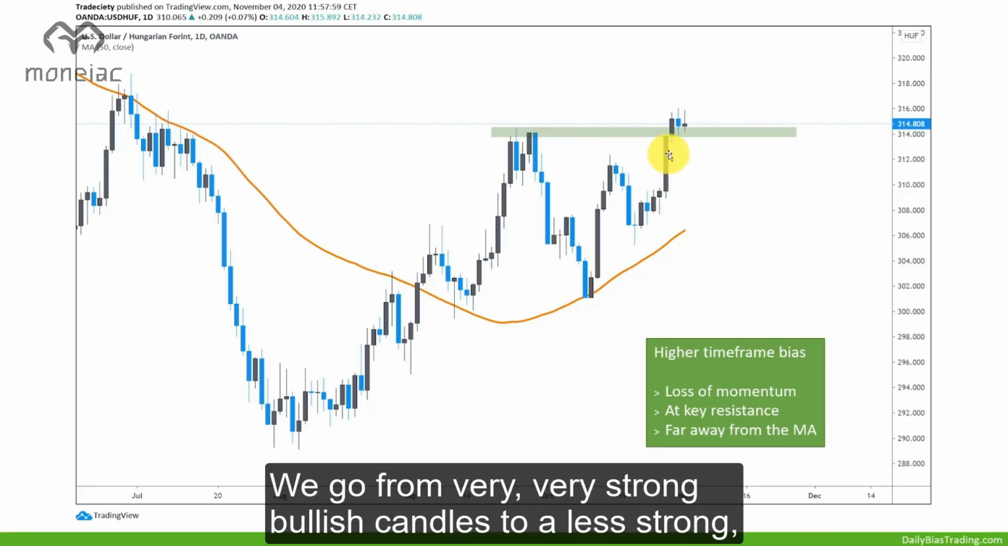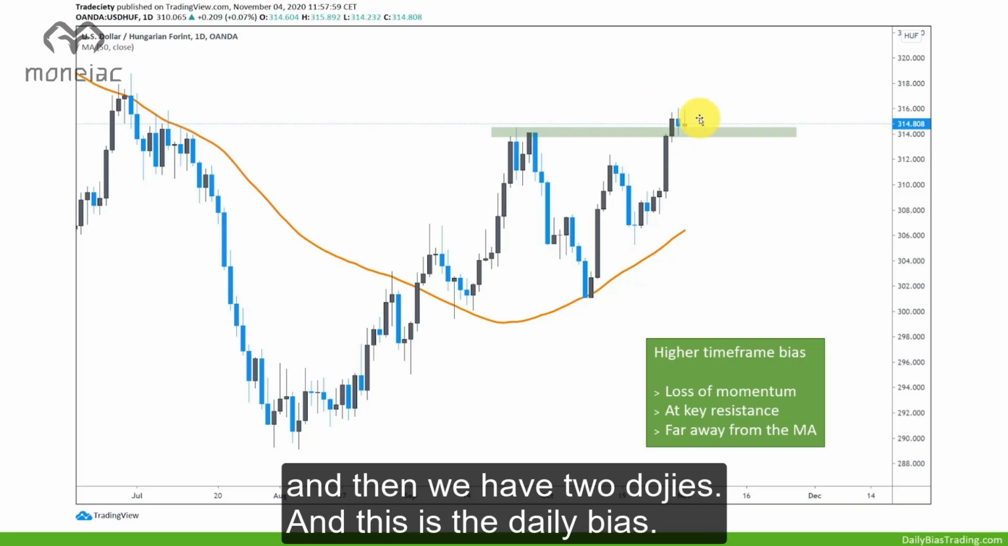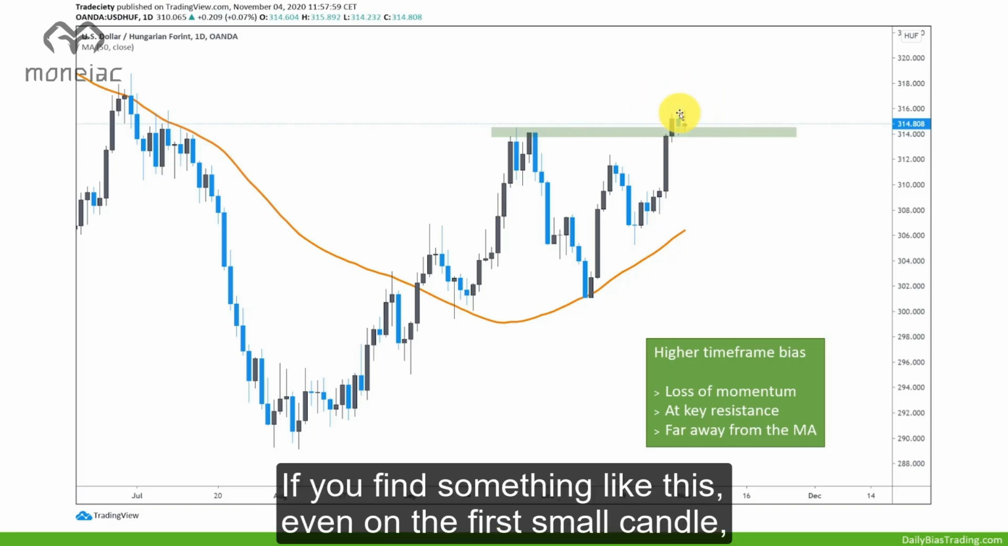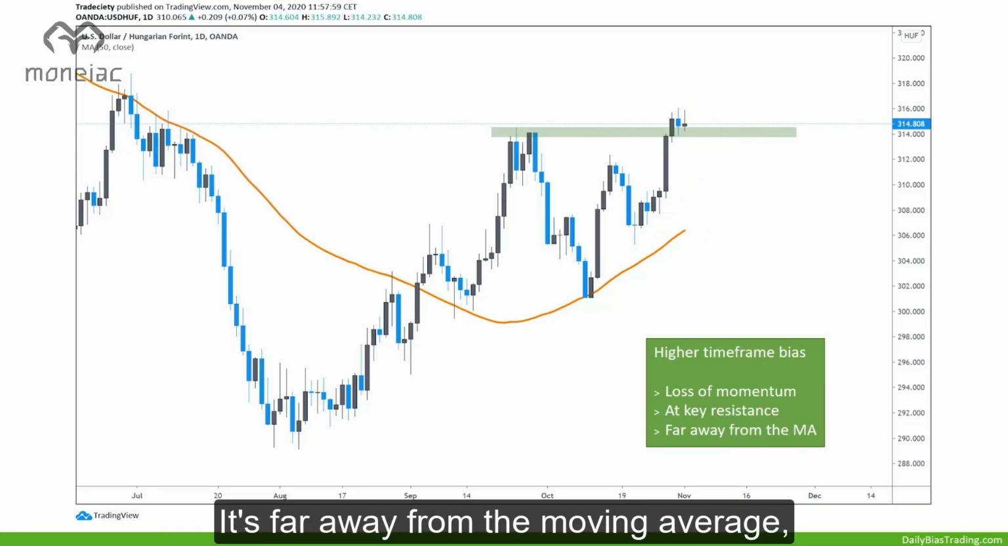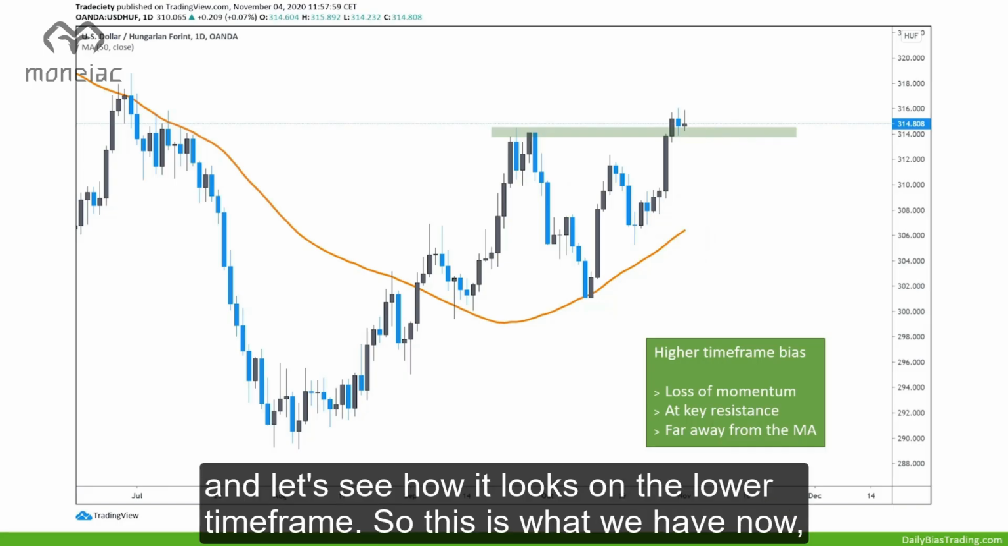We go from very, very strong bullish candles to less strong, and then we have 2 dojis. And this is the daily bias. If you find something like this, even on the first small candle, this would be enough to go to the lower time frame. It's far away from the moving average, and let's see how it looks on the lower time frame. So this is what we have.